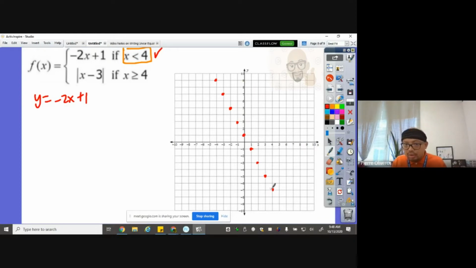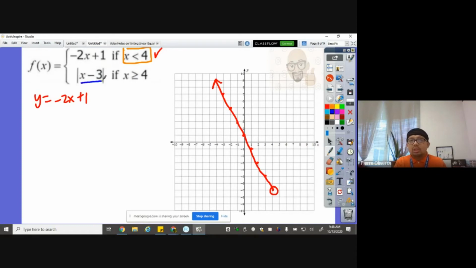So everything on the left of 4. So the graph will be this here, arrowheads here because it's going to the left. And the 4 there is open. Look at here, it's open here. Okay, so this will be open right there. Okay. And the absolute value of x minus 3 if x is greater than or equal to 4.